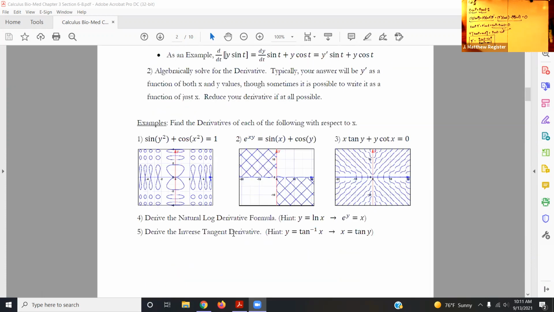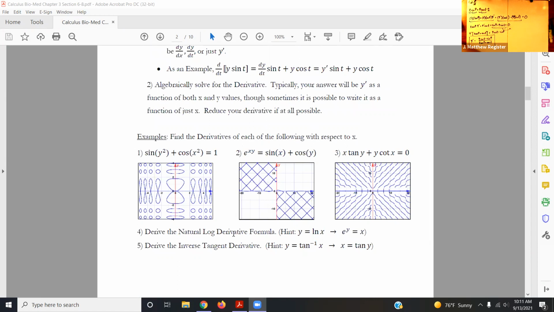What's interesting is you can actually use implicit differentiation to do some more interesting things. For instance, you can derive the natural log formula, as well as the inverse tangent derivative. And honestly, you can do all of the inverse trigonometric formulas using implicit differentiation. Let's show how. Let's start with the natural log formula, and then we'll do the inverse tangent formula. So y equals natural log of x, and then we'll do y equals the arctangent of x.